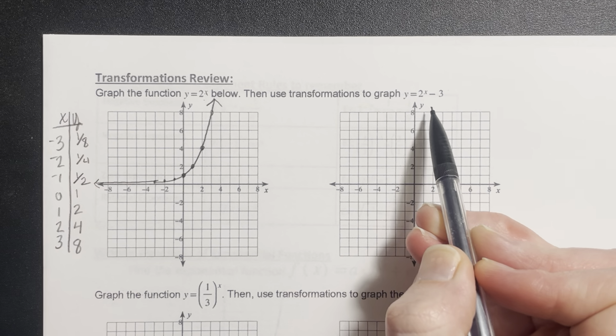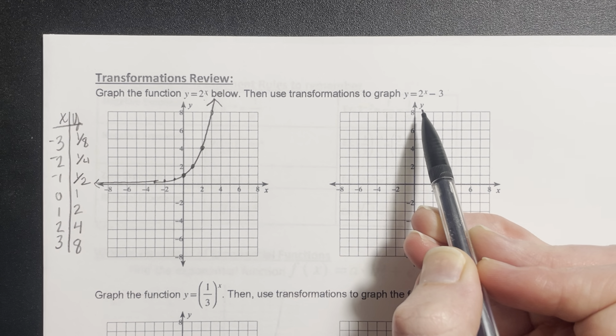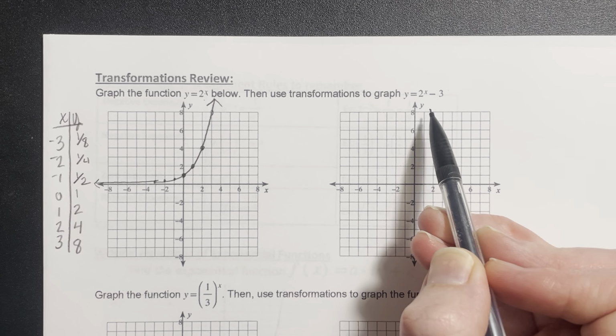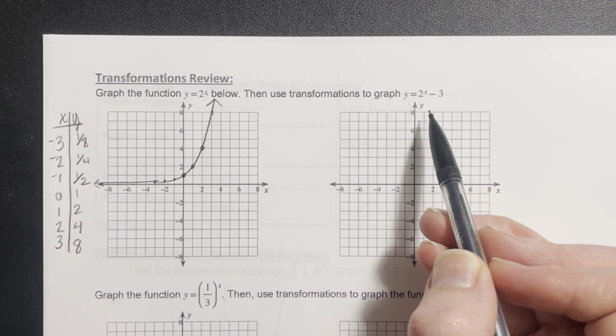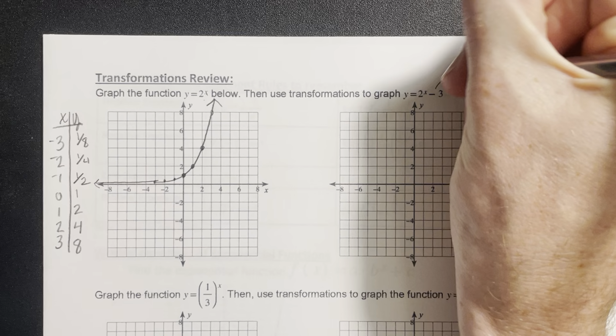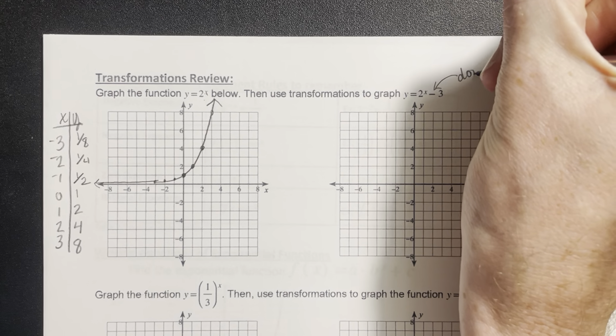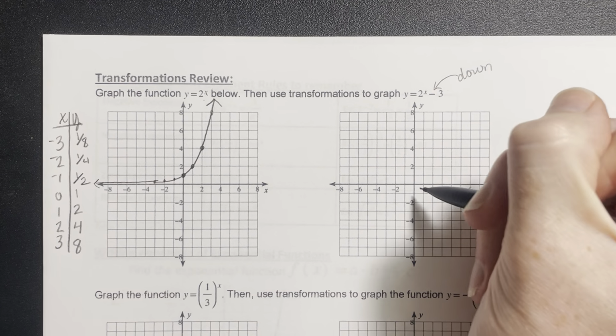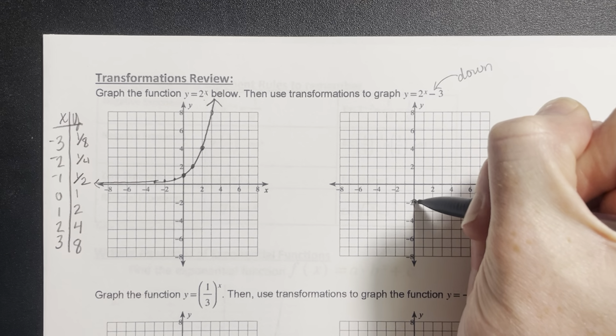Now, if I transform this using the graph y equals 2 to the x minus 3, that minus 3 is outside the exponential, so it's shifting down 3. Every single point goes down 3. That (0, 1) will go down 3 to (0, -2).